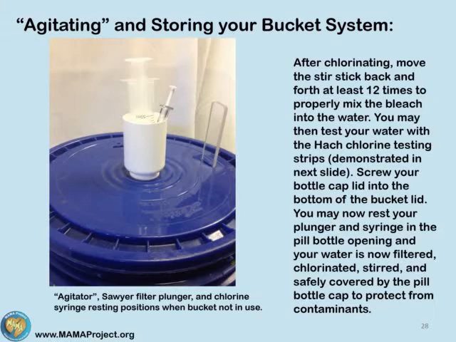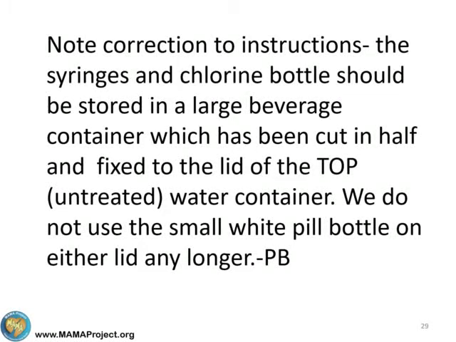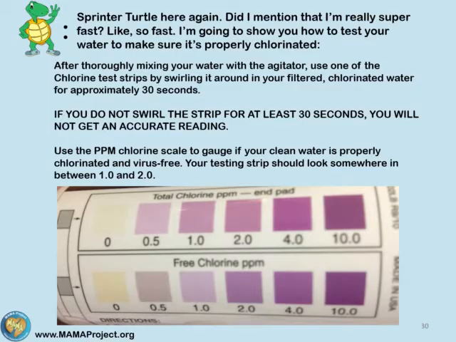Using the agitator, you go back and forth 12 times to adequately mix the chlorine. This is what a chlorine test strip reading looks like. You can buy these from the Hach company, by the way. Total chlorine in parts per million and free chlorine in parts per million, and that's what you're comparing to when you want to see if you're well enough chlorinated.